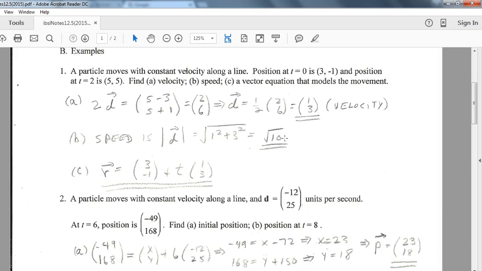And then now we can write the equation of that line, the equation of the vector. So we have our initial position right here, and then we throw in our variable of t, and then we have our velocity vector.